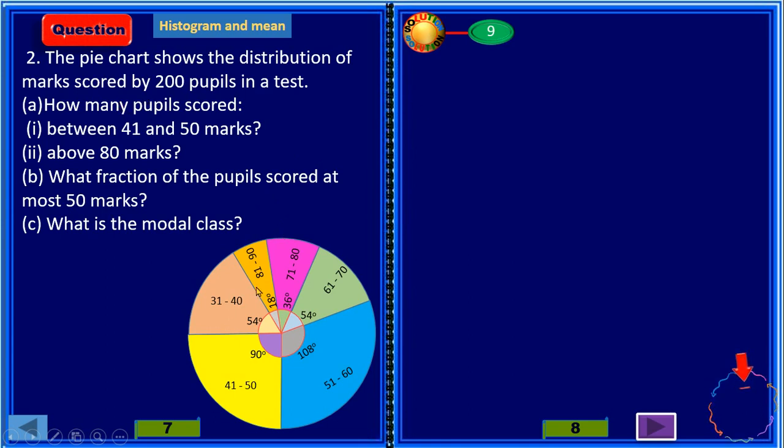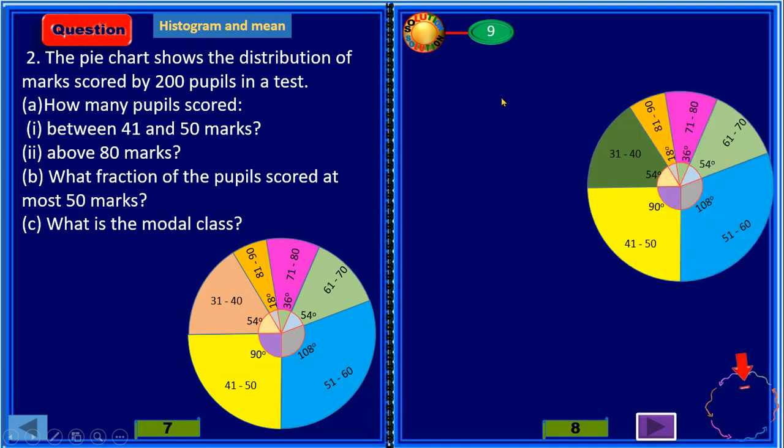So now we are going to answer the first question. The pie chart is given here. How many people scored between 41 and 50 marks? Now coming to the pie chart, you have 31 to 40. Then 41 to 50 marks is what the question is asking us to find out here. Now looking at this, the total number of people that took the test is 200. Out of these 200, the angle representing the pie chart for the number that scored 41 to 50 is 90 degrees.